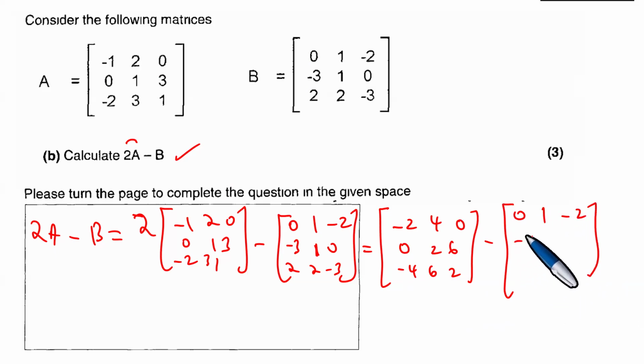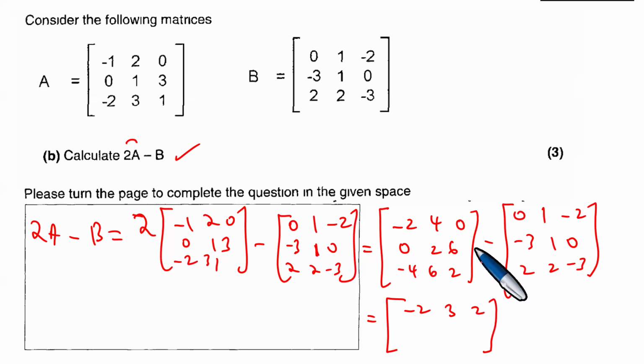Then we subtract B. -2 minus 0 is a minus 2. 4 minus 1 is a 3. 2 minus 1 is a 1. 6 minus 0 is a 6. 4 minus 2 is a minus 6. 6 minus 2 is a 4. 2 plus 3 is a 5. Okay, let us check this out.